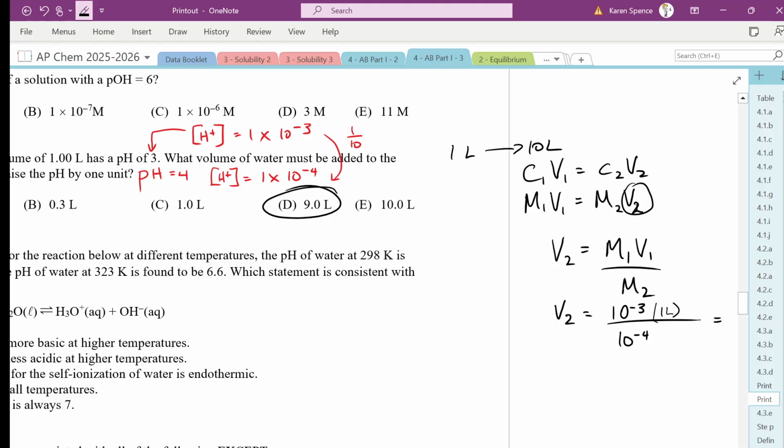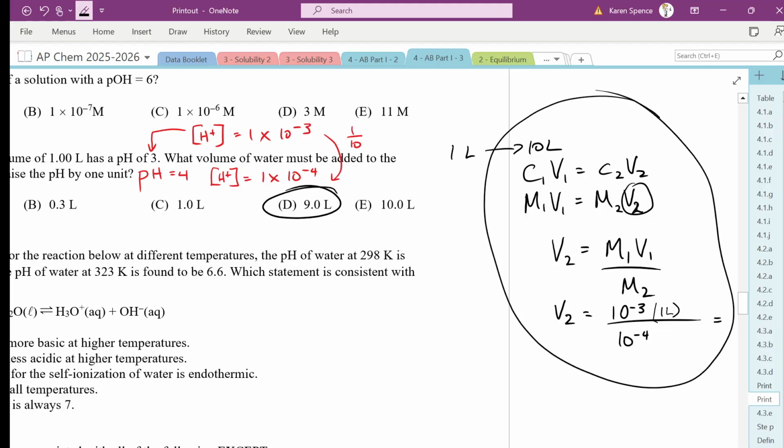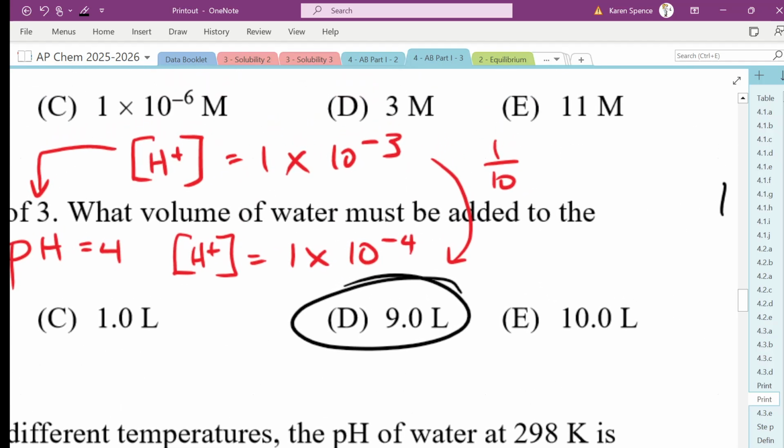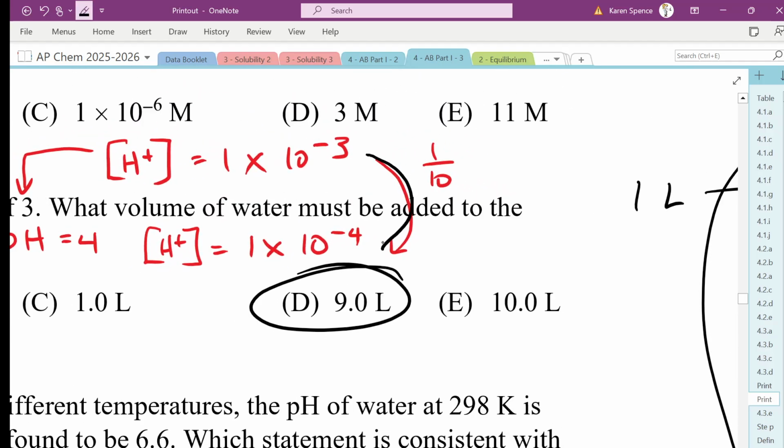But like I said, you don't actually have to do all of this. If you can say to yourself, this is 1/10 the concentration, so it must be in 10 times the volume. Like if you wanted to halve a concentration, it would be in twice the volume, that kind of thing. You can just do it without writing everything down for a multiple choice. Anything else?